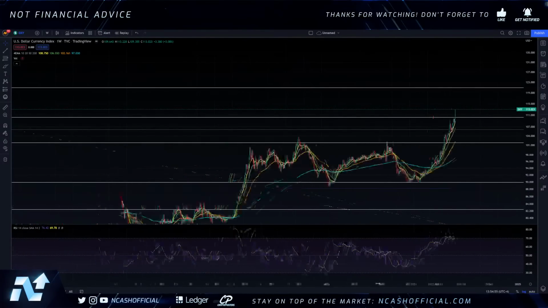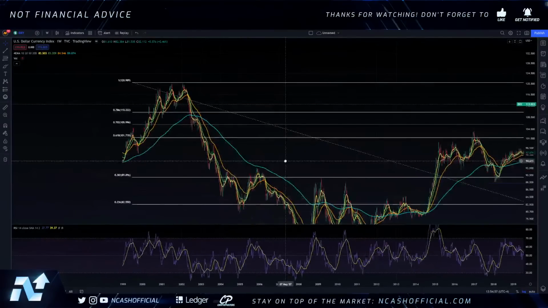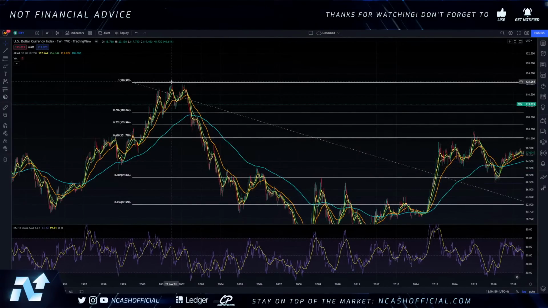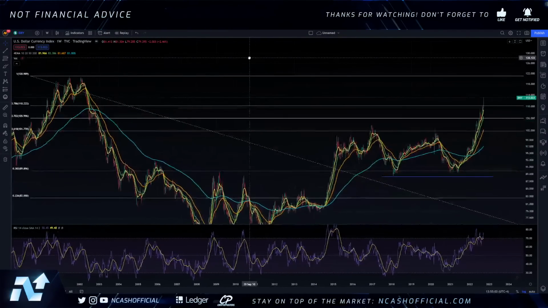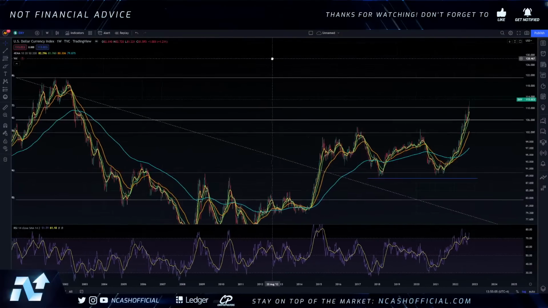The 120 level is the level that I've been eyeing because that's when we topped out back in 2001. So, that's a massive macro view on the dollar, and it's crazy that we're almost back to those levels. But if we do reject off of that, then we will most likely see a major run on crypto, and that could actually ignite a new bull run. So that's what I've been looking at in regards to the dollar.